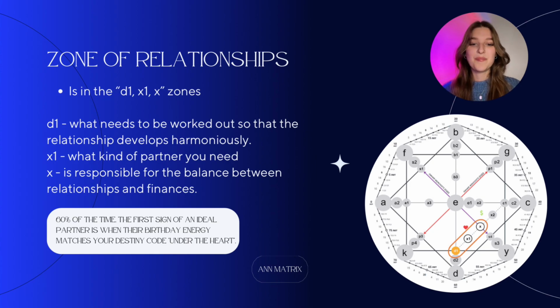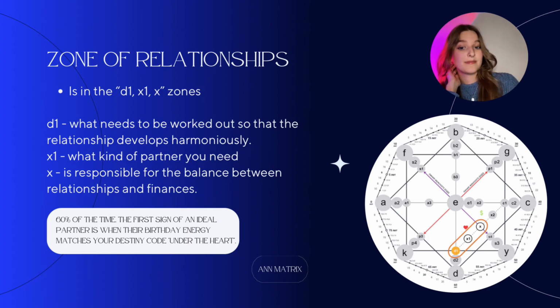60% of the time, the first sign of an ideal partner is when their birthday energy matches your destiny code under the heart. So, for example, I was born on the 6th of November and I have 10 under the heart. So we can say that the perfect partner for me may be the person who was born on the 10th. I hope my husband doesn't hear this because he was born on the 9th.